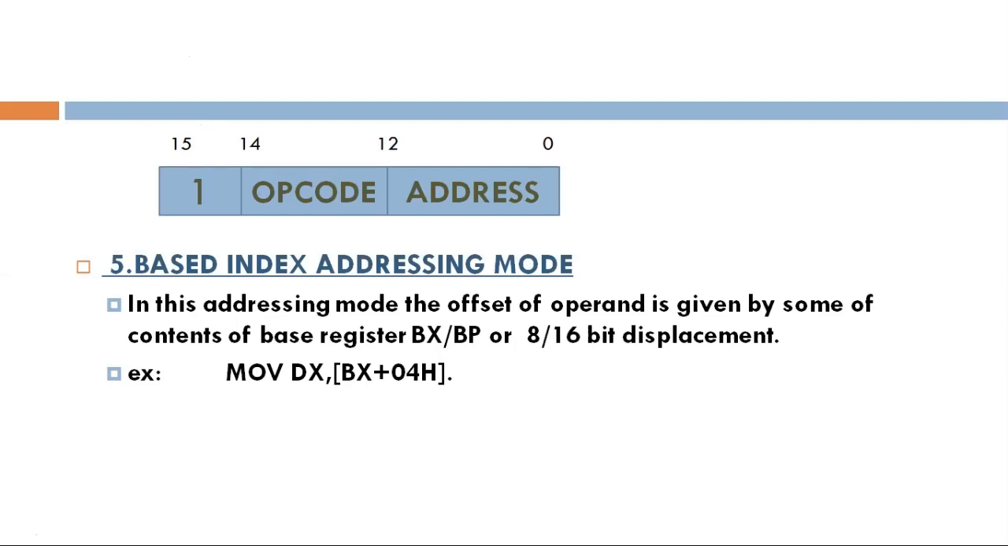So fifth one, based addressing mode. In this addressing mode, the offset of the operand is given by the sum of the contents of the base register, which is BX or BP, and an 8-bit or 16-bit displacement. MOV DX, [BX+4H]. So it is an instruction. If the value of BX is 1000, and we execute this instruction, 1000 plus 4 is 1004. So at 1004, the value we are fetching and putting into the DX register.